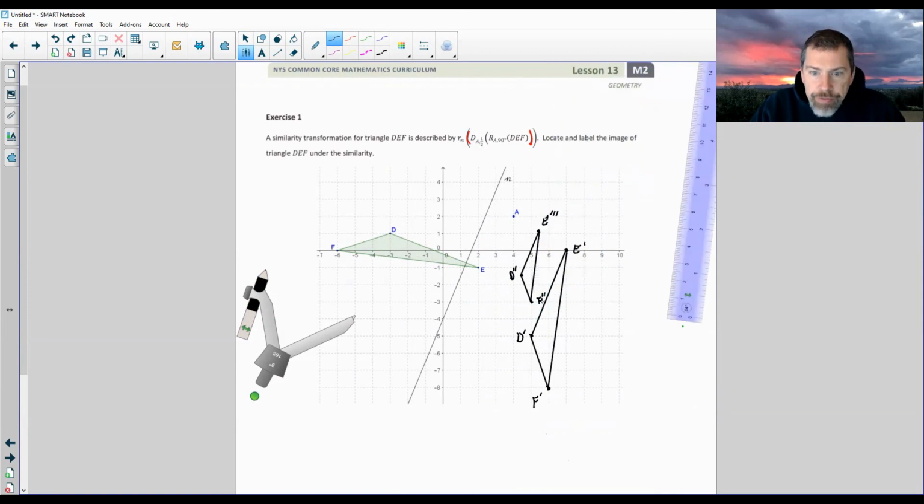And we have D double prime, E double prime, F double prime. So we just did the dilation about A of a scale factor 1/2. And now we're finally working our way out. And now we're going to do the reflection across N. Whew, these are time consuming.